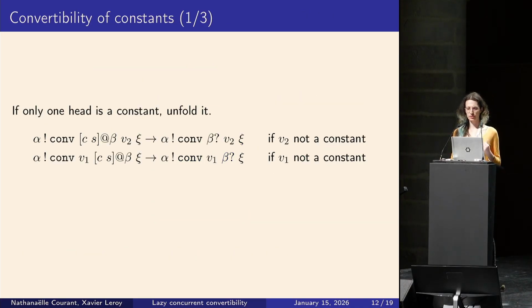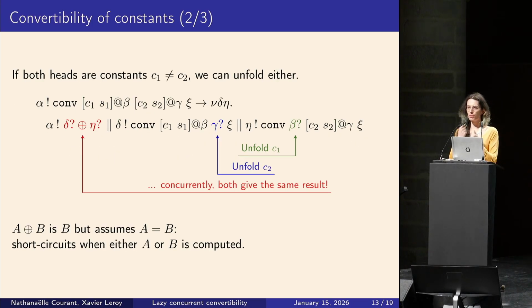If we have constants, we have other rules as well. So if only one side is a constant, we don't really have a choice. We have to unfold it. But if both sides are different constants, we have a choice. And this is what I said in the introduction, that we don't know which one to unfold. So the idea is to unfold both in parallel. On one side, we unfold the left constant. On the other side, we unfold the right constant. And we do this concurrently.